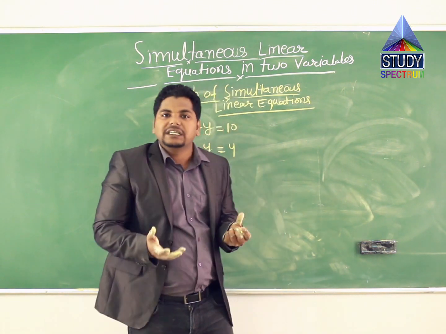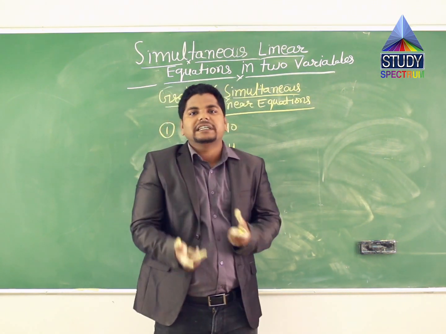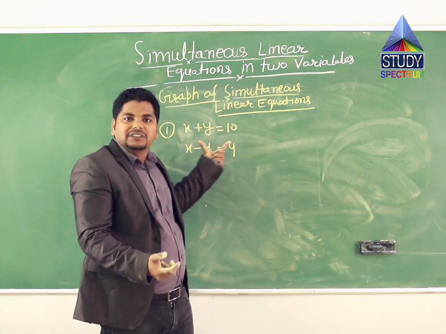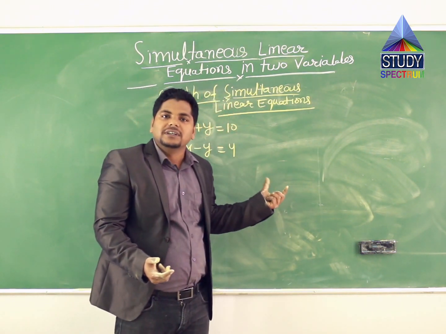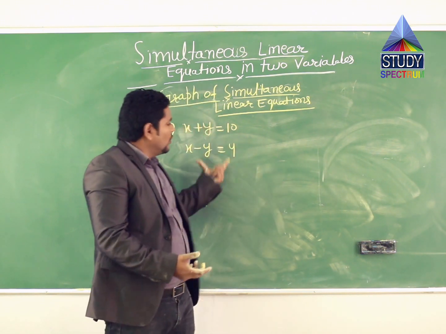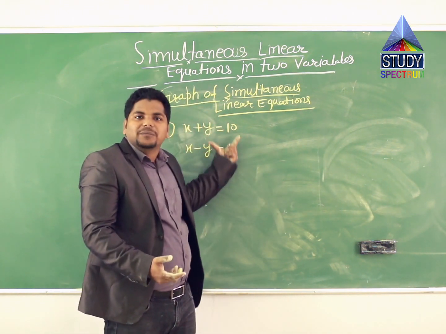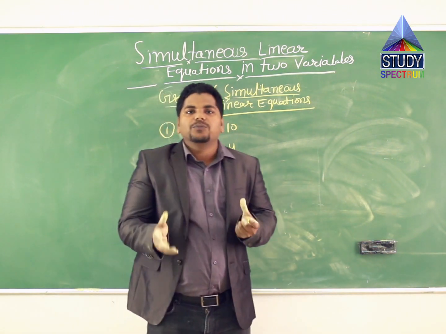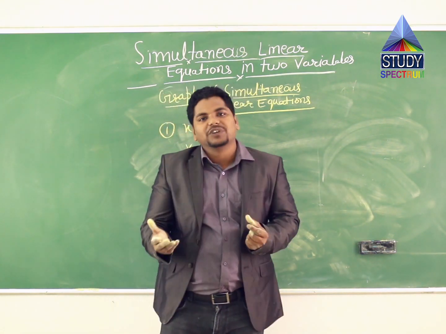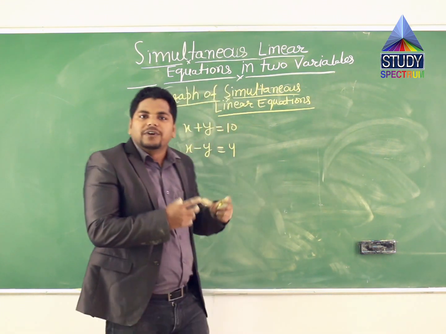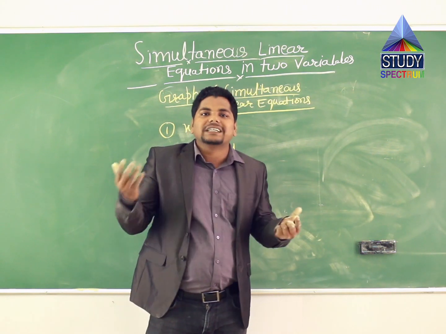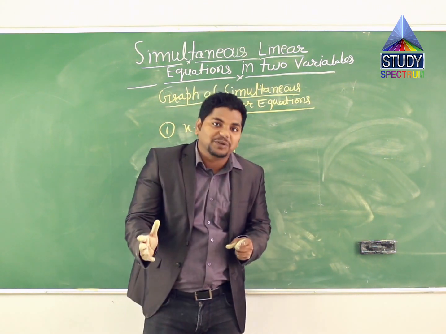That simultaneous equation is the system which contains two linear equations. So we have two linear equations, it means it is simultaneous linear equation. To draw simultaneous linear equations in two variables, we will show both of the lines on the same xy plane. We'll draw the first straight line, and thereafter we'll draw the second straight line, but on the same xy plane.